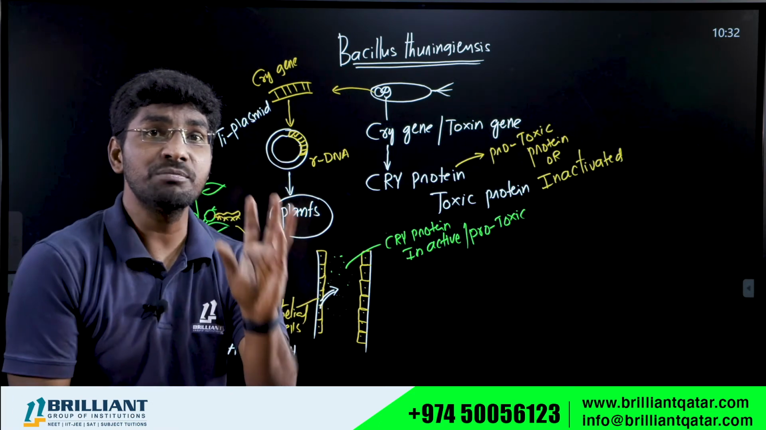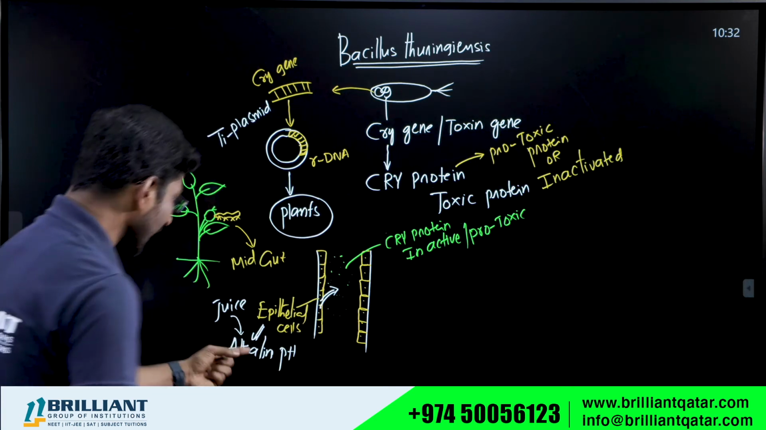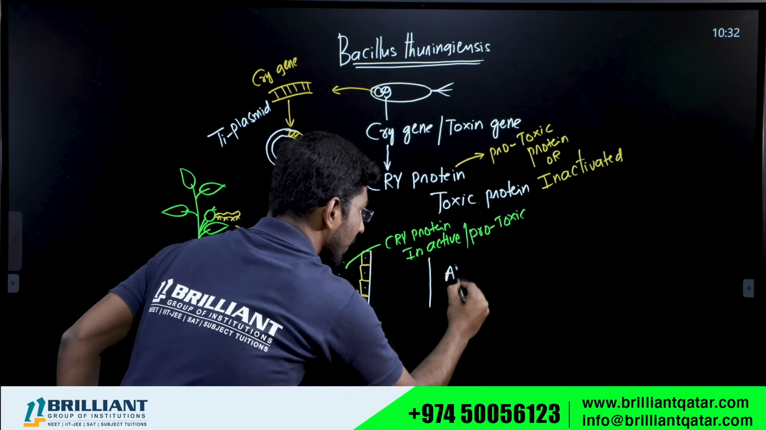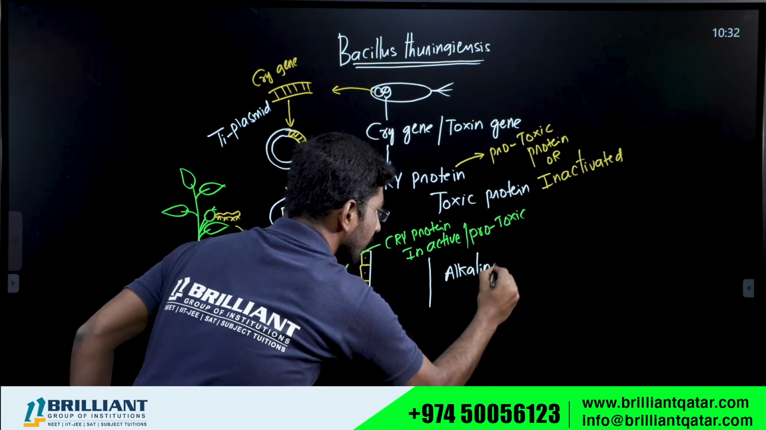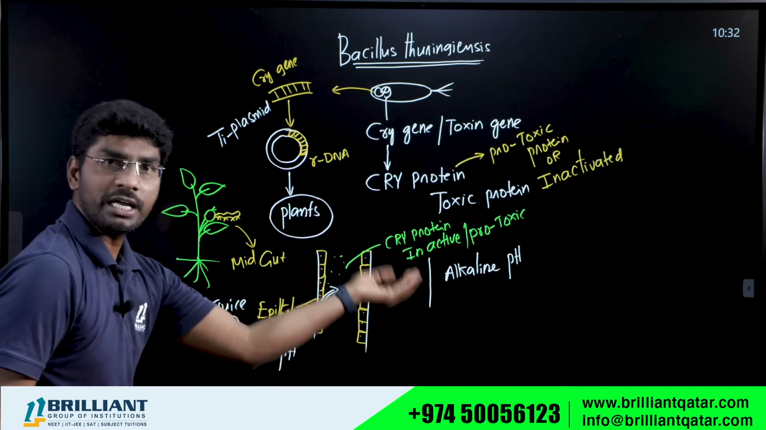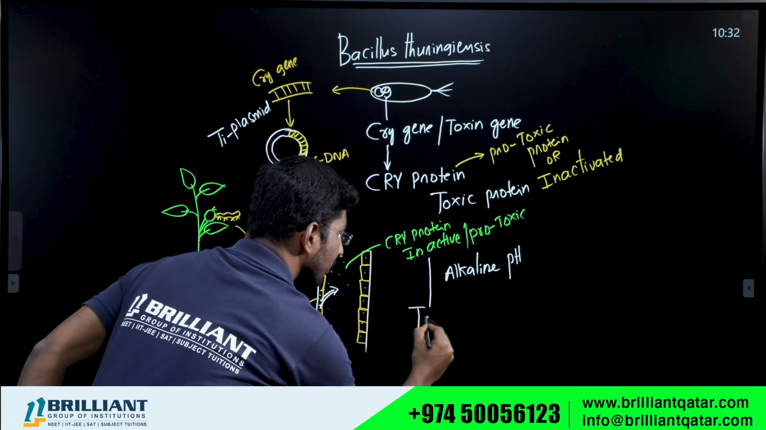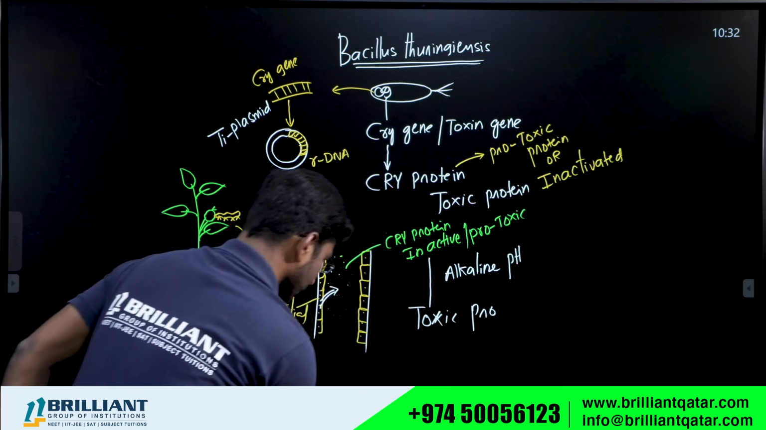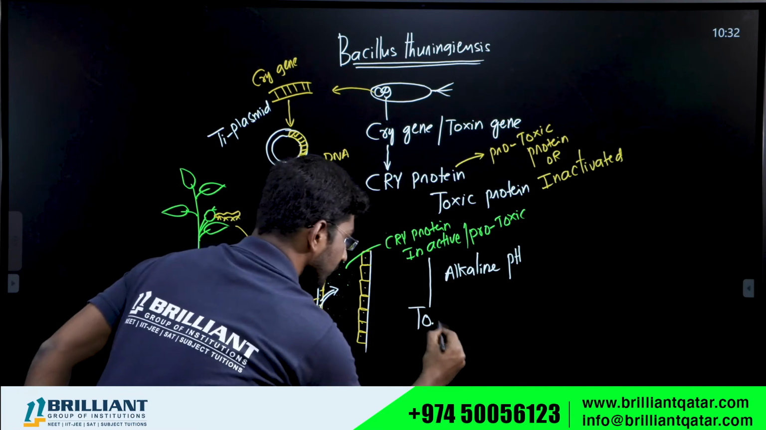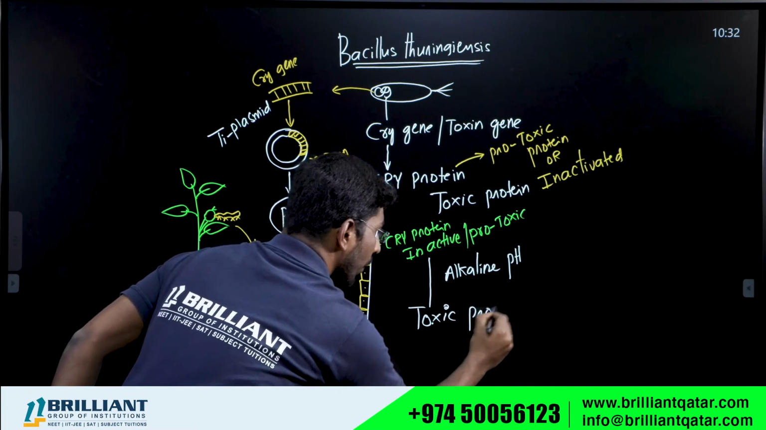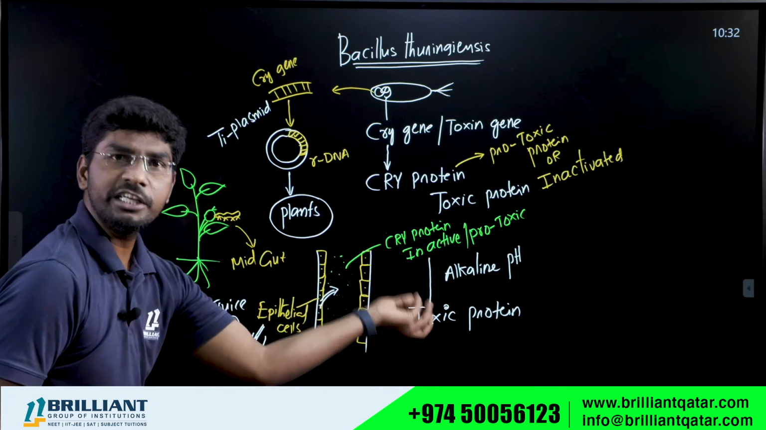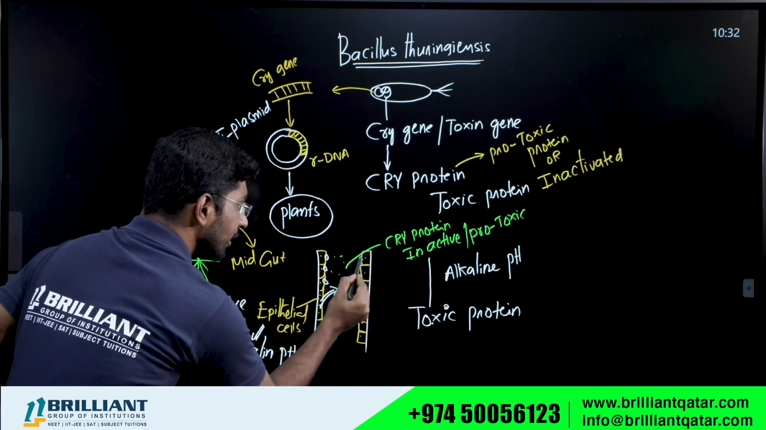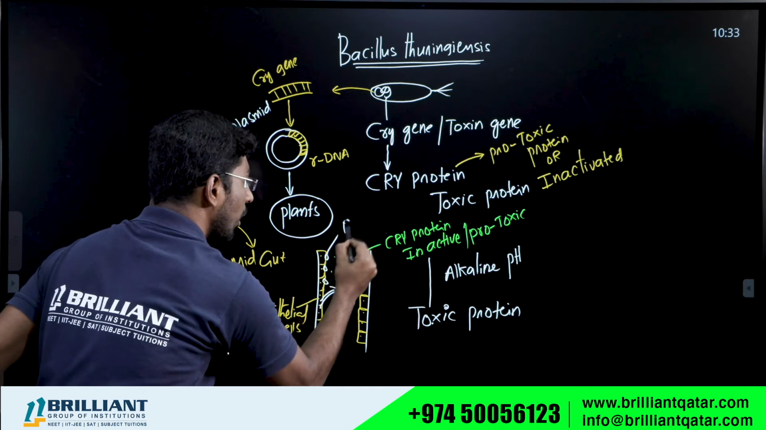When alkaline pH is maintained, in the presence of this alkaline pH, this inactivated protein turns into an active toxic protein. Active toxic protein. You got my point? This is the active toxic protein. Now, whenever this inactivated protein turns into an activated toxic protein, it makes holes in this epithelium. It is called what? Perforation.